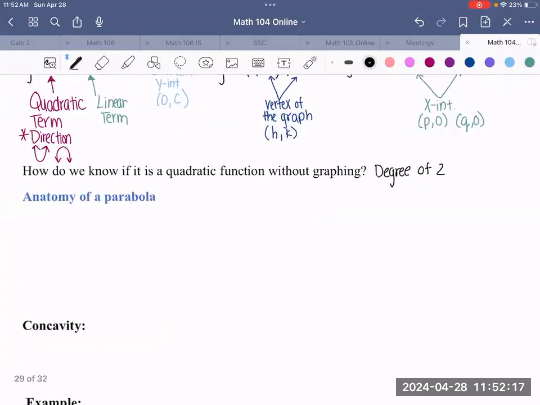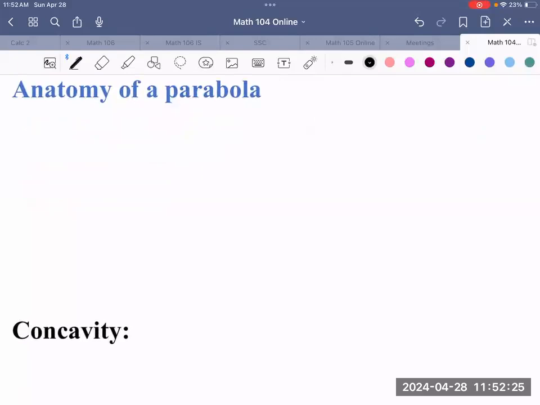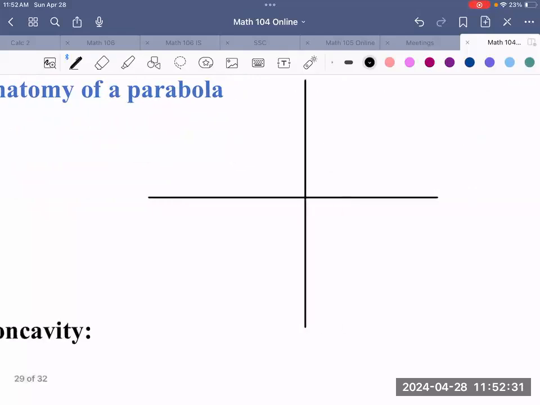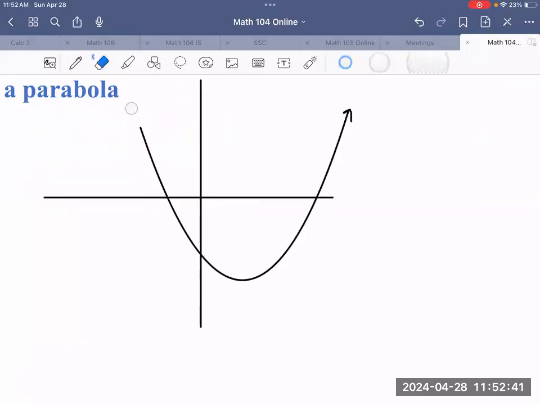Now let's take a look at your graph. Like what would we be seeing? Well, on the anatomy of a parabola, we have some sort of a parabola here. And we are going to create just a general graph right here. Looks good. So this is our graph of a parabola.